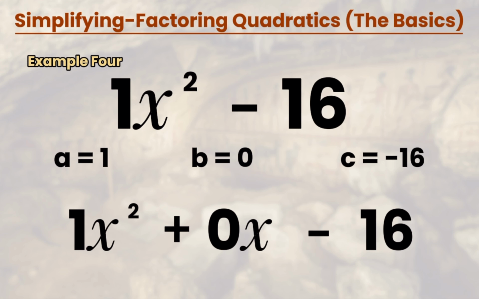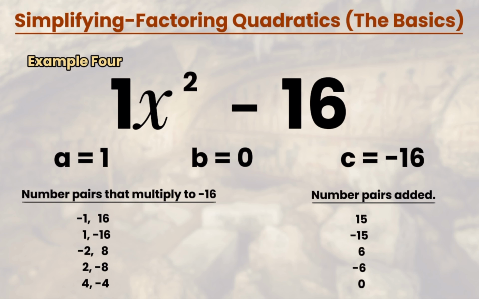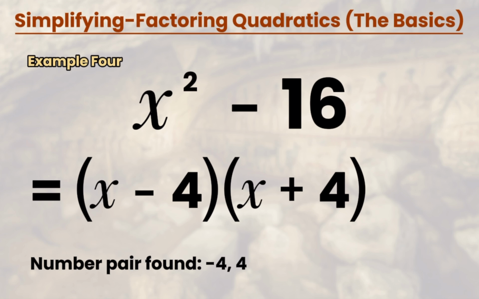In this case, all we have to do is find two numbers that multiply to make minus 16 and add together to make 0. Here are all the number pairs that multiply to make minus 16. And here are the values they give when added. Based on adding to 0, the numbers are minus 4 and 4. Therefore, when factored, x squared minus 16 is equal to x minus 4 times x plus 4. x squared minus 16 is an expression that follows a rule called the difference of squares.